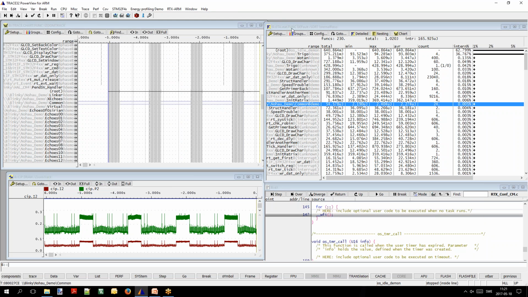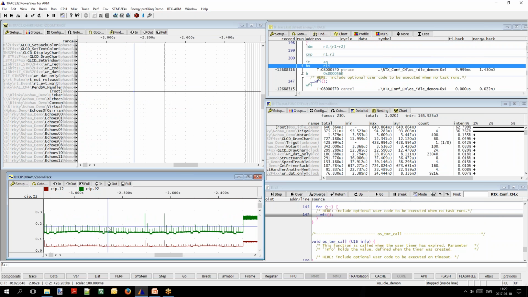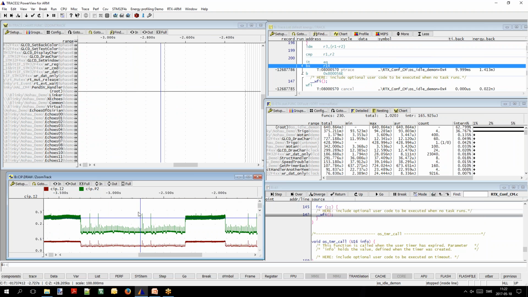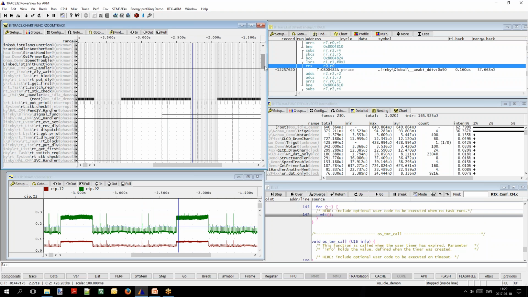Okay, so let's dig into the application now. I have set up the window where I draw the power, which is the green curve, and the current, which is the red curve, to be in sync with the trace chart function, the program flow on function level, so basically how the different functions are calling each other. And then I have the trace list.